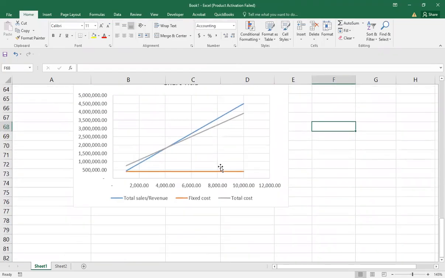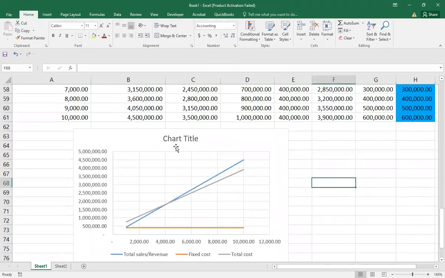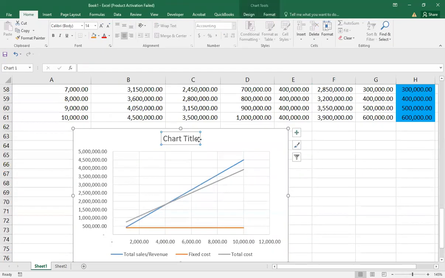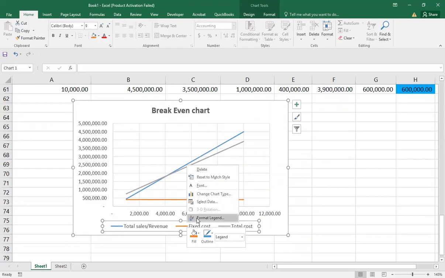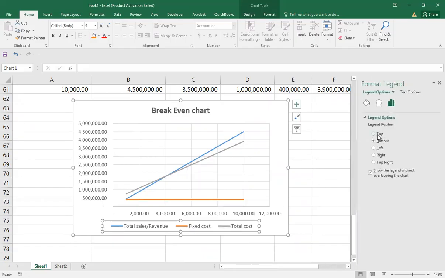So basically, having our chart, let us format our chart. So our chart, basically, we're having, this is a break-even chart. Break-even chart. This is for product make connect. Break-even chart. Then, of course, what you can do is we can format our legend and take them on top.